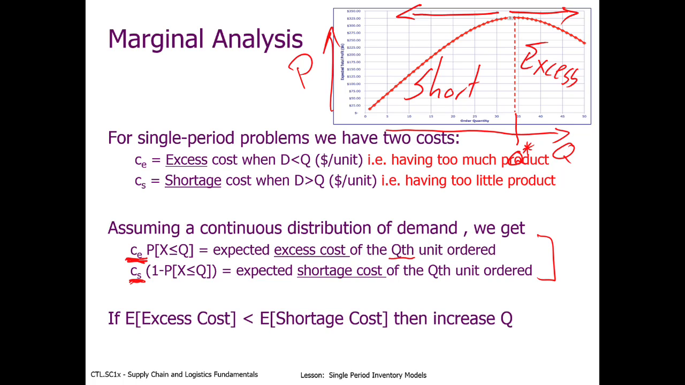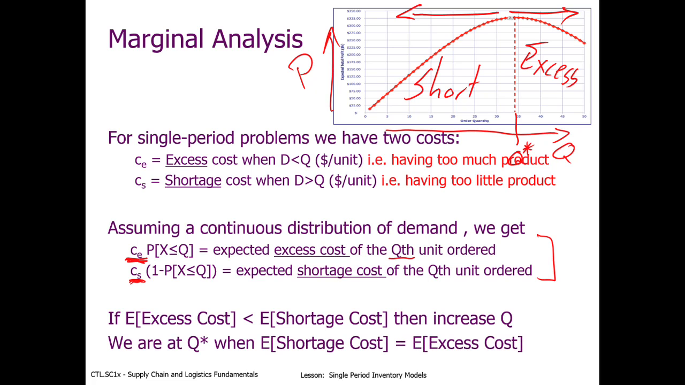And if my excess cost is less than my shortage cost, then I'm just going to increase my Q. How much am I going to increase my Q? Well, I'm going to increase it until they're equal, because essentially I'm going to climb this hill, right? Climb it up until the slope is 0. Think back to calculus. Where the marginal costs are the same, that's where my maximum is going to be.